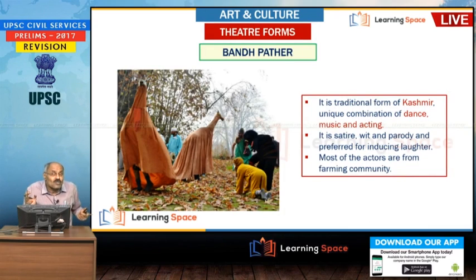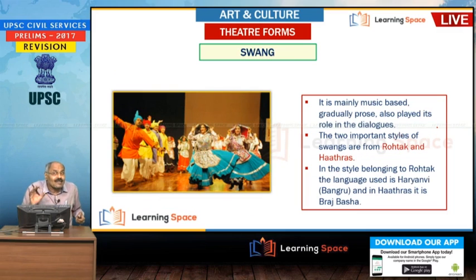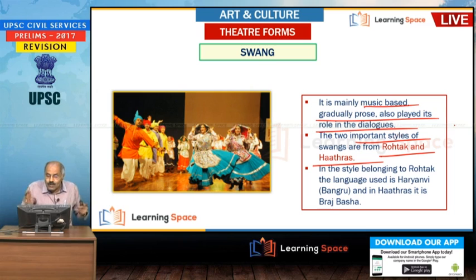Now, theatre forms. I would like to go a little fast. Please understand which state they belong to. Here, this Band Pather. This is a traditional form of Kashmir, a unique combination of dance, music and acting. These are theatre forms. And then you can see this Swang. Swang has two important styles, Rohtak and Hathras, and it is mainly music based. Gradually prose also played its role in the dialogues.